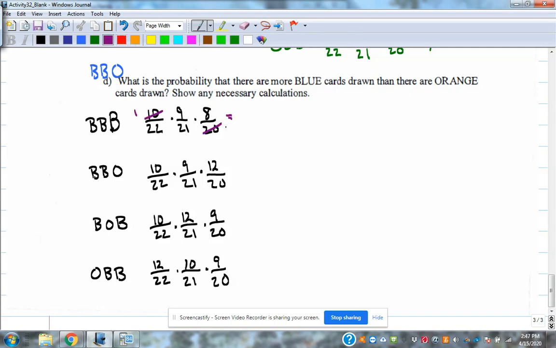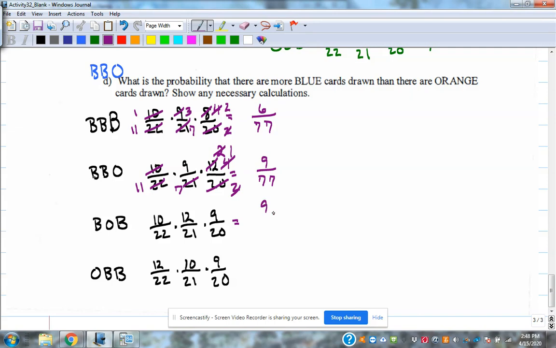Okay, so let's calculate these up here. We'll cross cancel here. Be 6 over 77. Blue, blue, orange. So here we could do 10 and 20. And here we could do 21 and 7. This becomes a 2. And then that becomes a 1 and 11. So it would be 9 over 77.